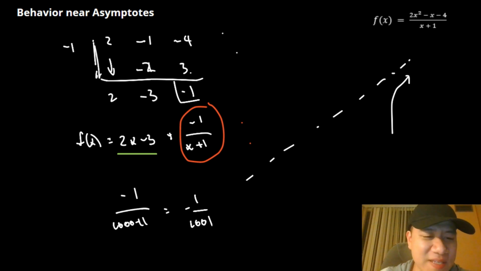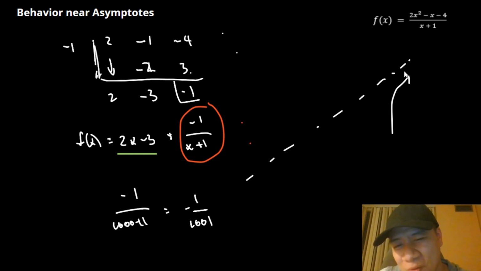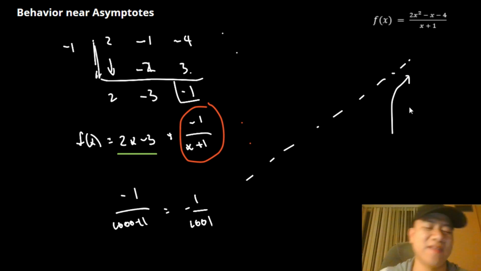Since we're taking 2x minus 3 and we're adding a very small negative fraction, the function is going to be slightly below the OA over here. So we know it's going to be going like that. That's it. That's the logic. You just have to sub in 1000 over here. If it's a negative number, then we know it's going to come from below. Conversely, if it becomes a positive number, you know it's going to come from above.